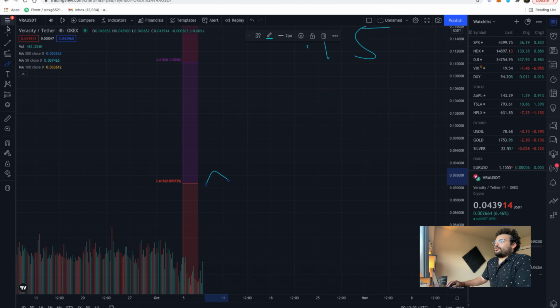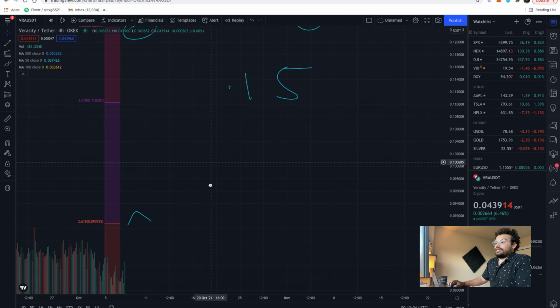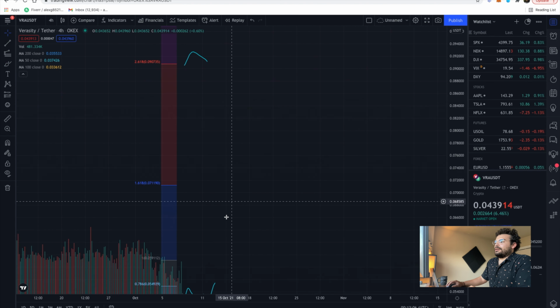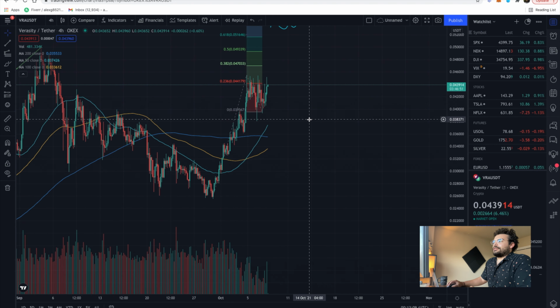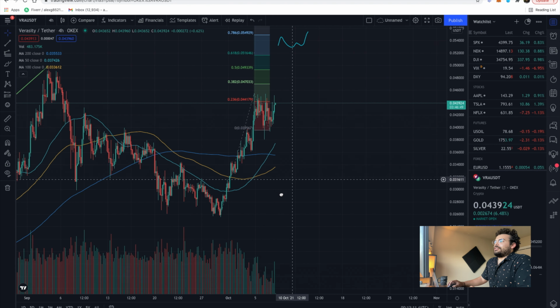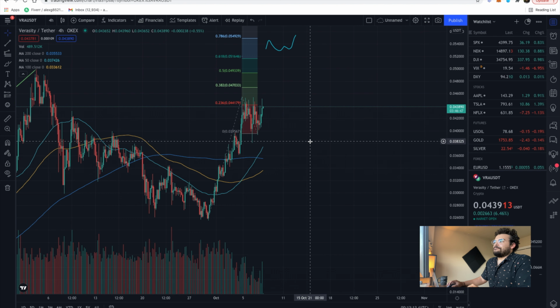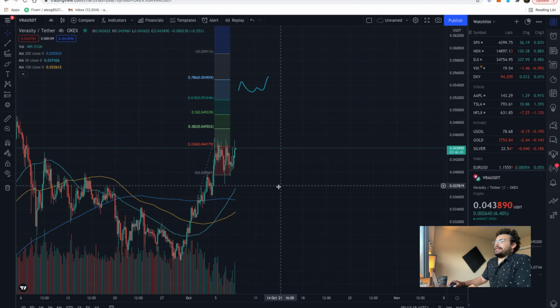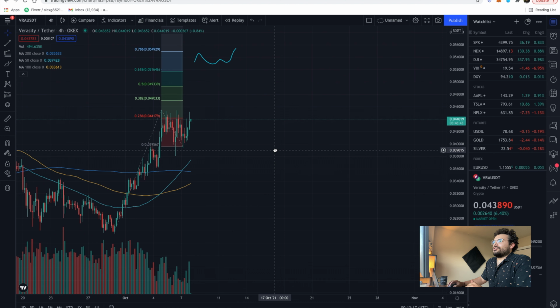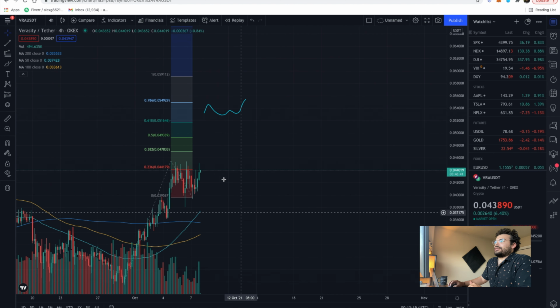So that's kind of what I'm seeing right now. Obviously, I'm hodling this way into the future. Verasity's my biggest altcoin project I'm invested in personally. So I'm eventually looking for a long-term $1 target. But in terms of what I'm seeing right now, short-term, mid-term, we're probably looking for 20 cents.